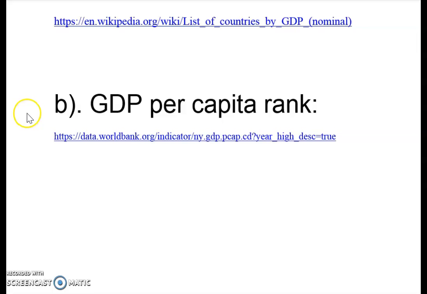Next, let's take a look at GDP per capita rank. GDP per capita is per person. That is, after you produce the huge GDP pie, how big is the slice of the GDP that each person can consume, or can enjoy of the goods and services being produced. So let's take a look.